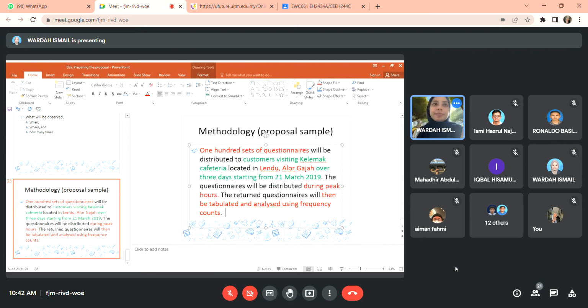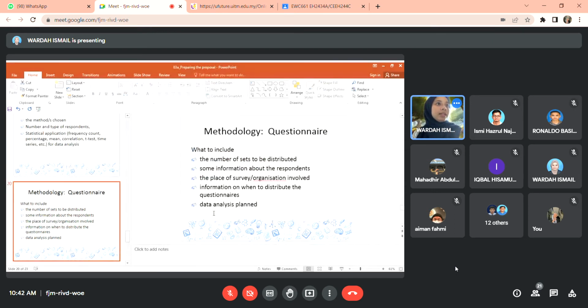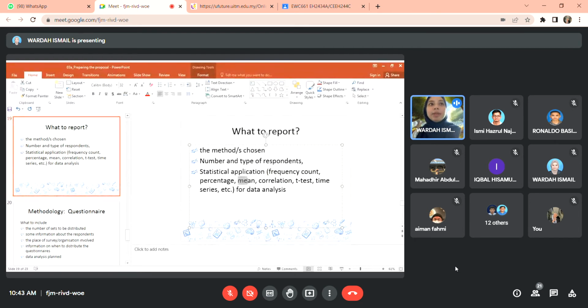Okay, and then the written questionnaires will then be tabulated and analysed using frequency counts. Okay, this is the one, data analysis plan. Whether you're going to analyse based on percentage or mean, correlation, t-test, time series, frequency count. Frequency count is where you just count normally. Let's say out of 30, 20 students. Out of 30, 15 students. That is frequency count. For percentage, you change the numbering into percentage.